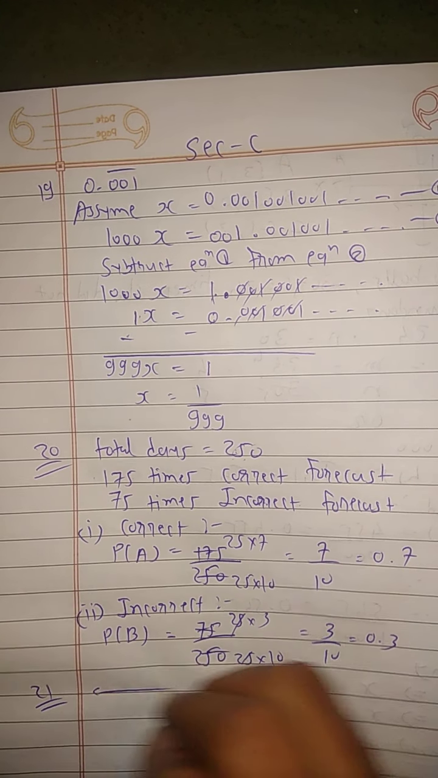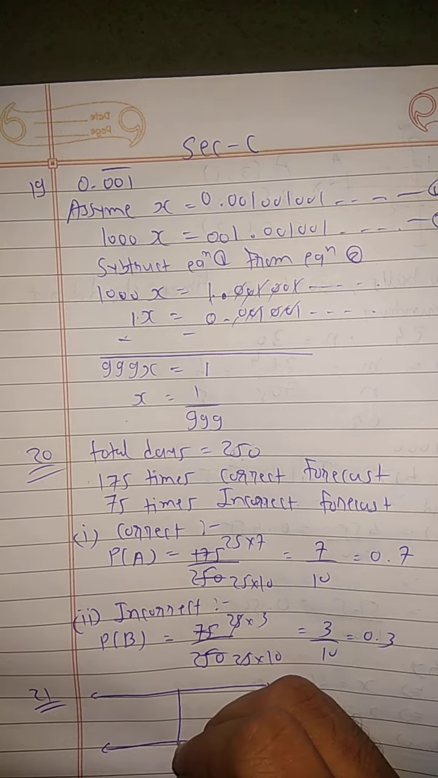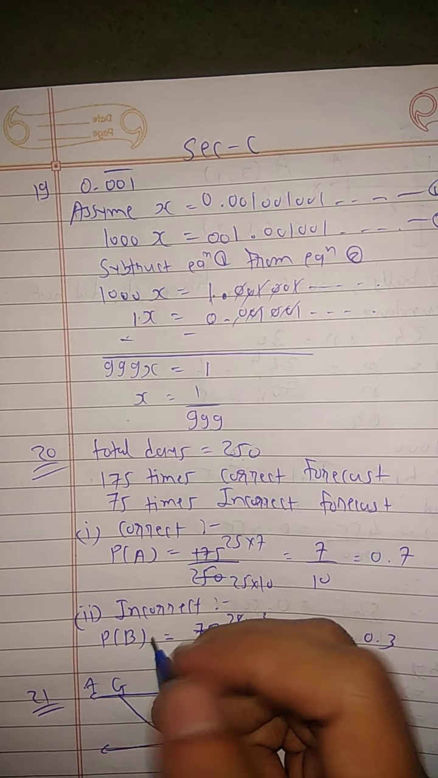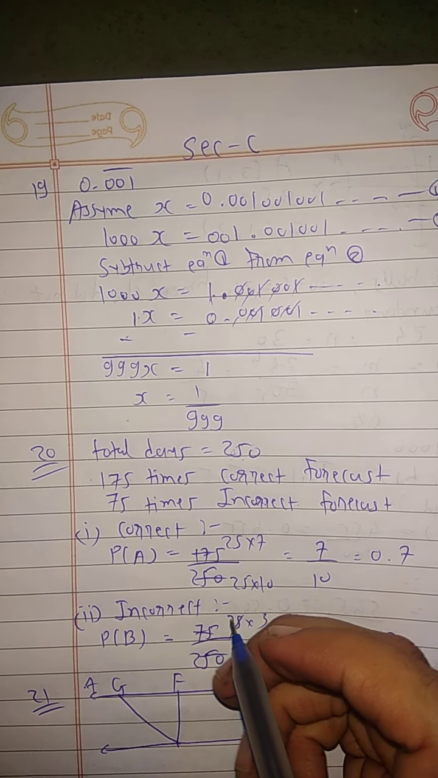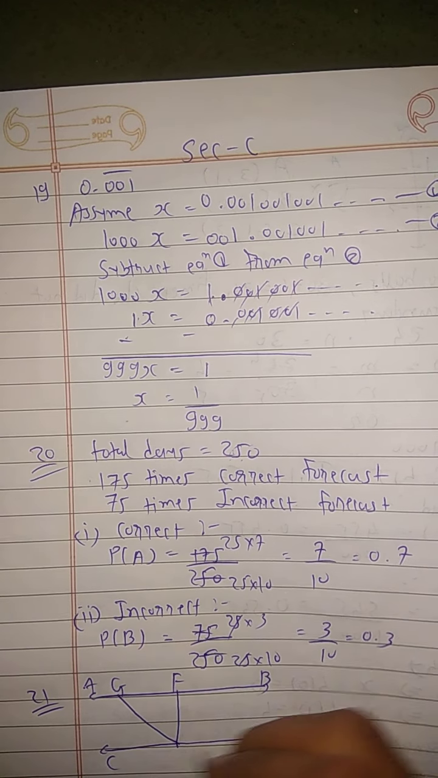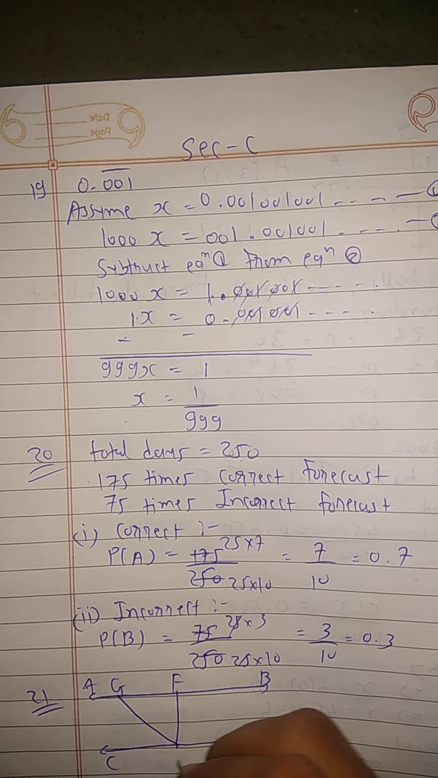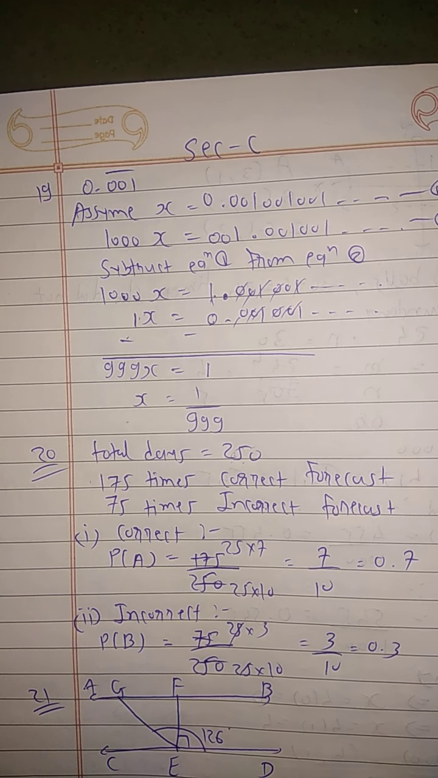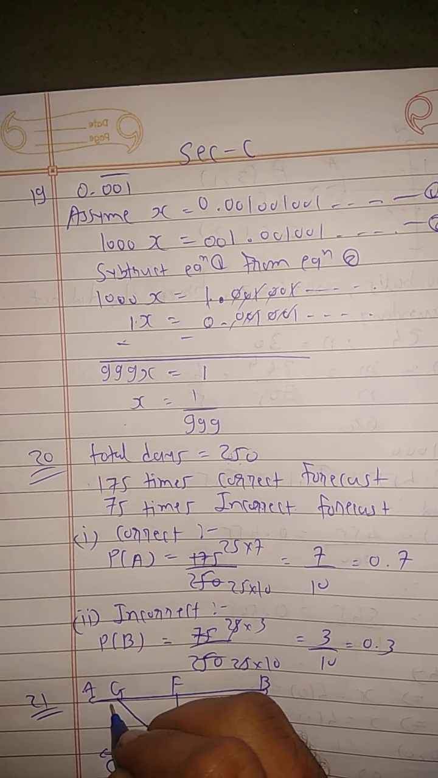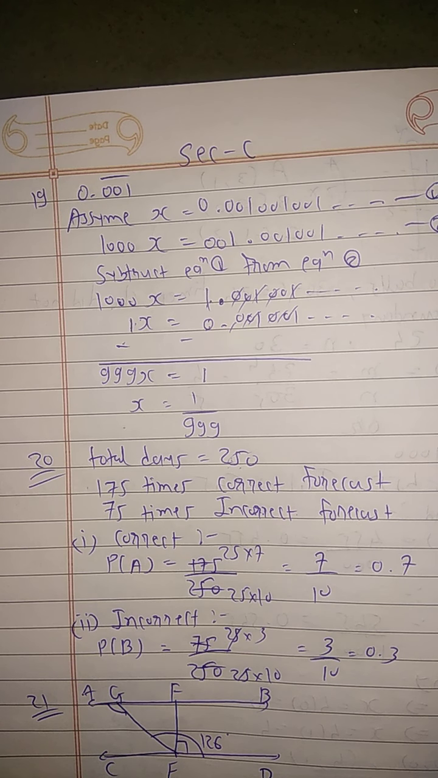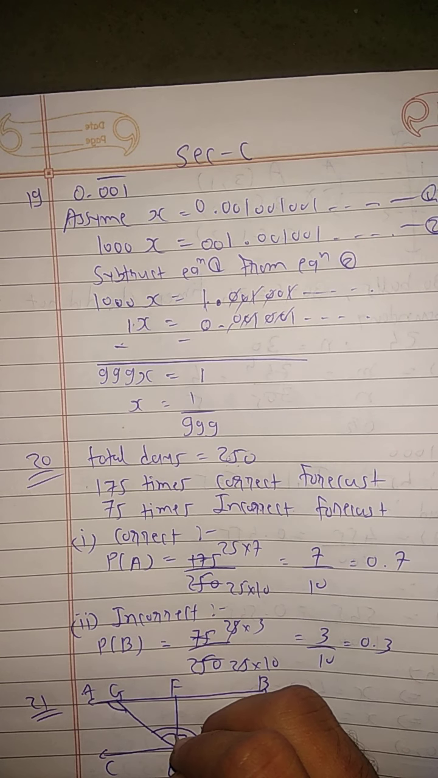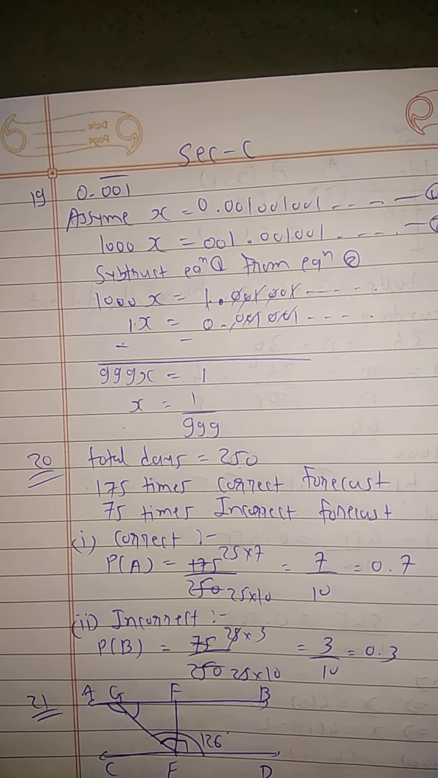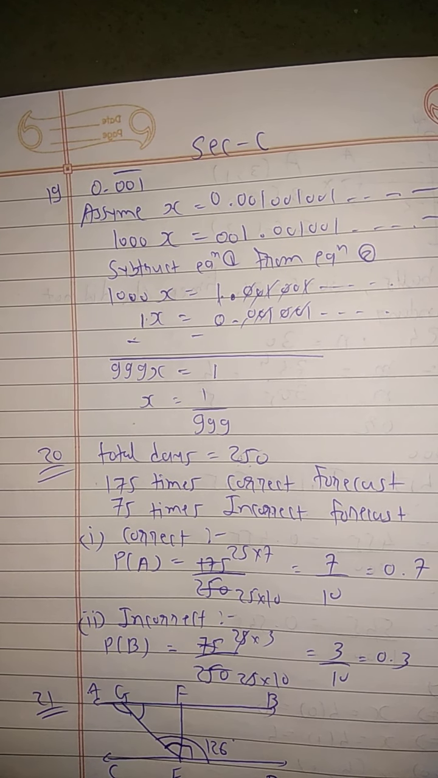Here we have one figure. Here we have A, G, F, B, C, D and E. This is 90 degree, this is given 126 degree. Now we need to find angle AGE, angle GEF, that means only this angle, and angle FGE, that means this one. Okay, these three angles we need to find.